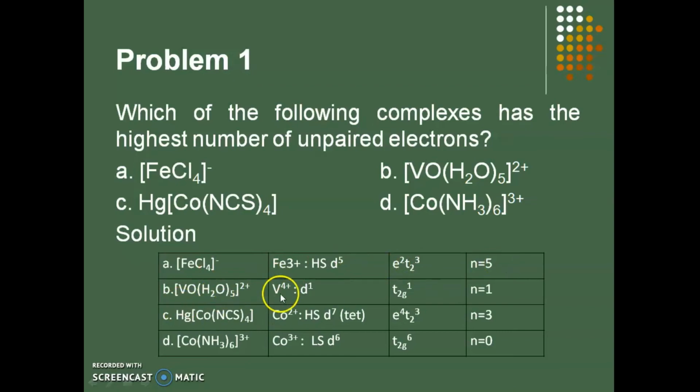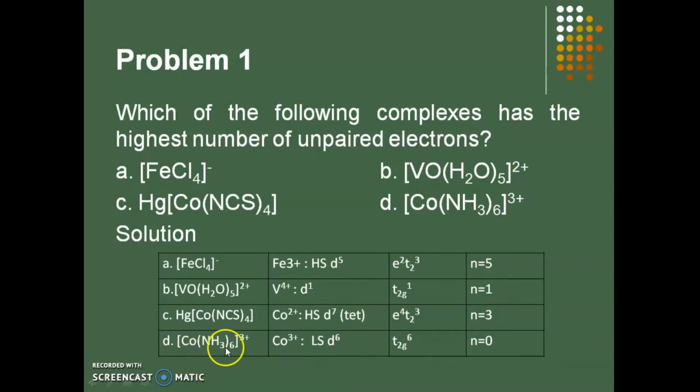And for the vanadium complex, it is d1, because vanadium is in plus 4 oxidation state here. So it is d1 and t2g1. So the number of unpaired electrons is 1. And cobalt here is in 2 plus oxidation state. This is tetrahedral, so it is high spin d7. So it is e4 t2 3, and the number of unpaired electrons is equal to 3.